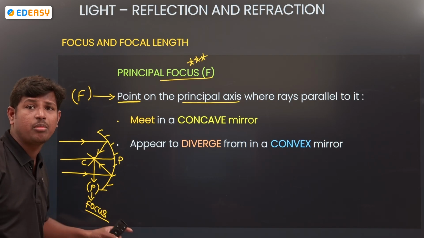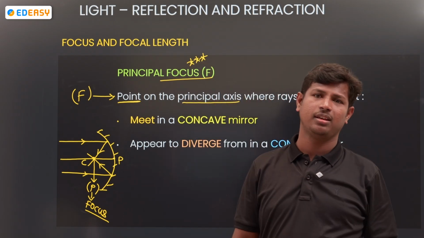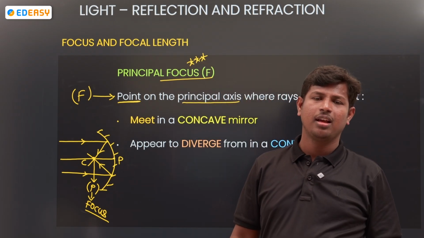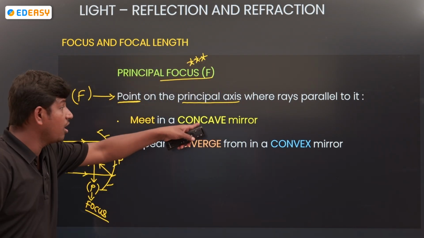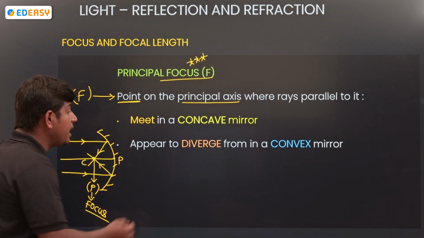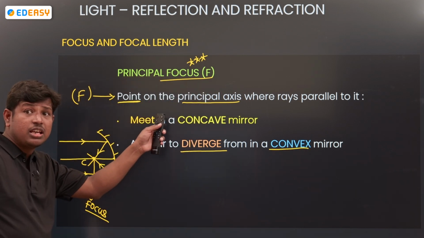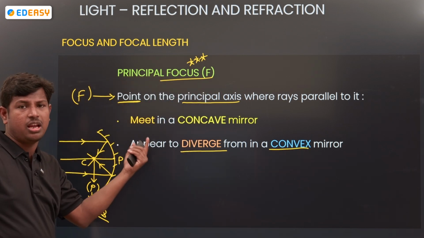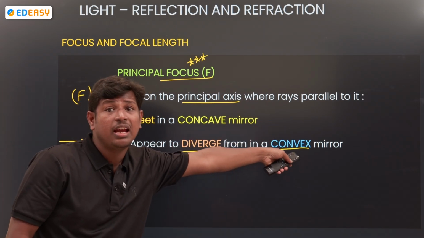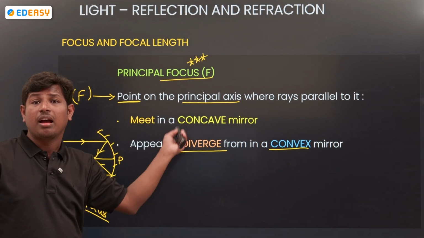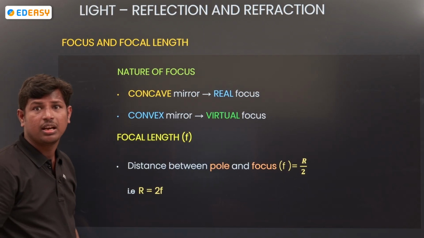Focus is nothing but a point. Where will we take that point? On the principal axis only. With a concave mirror, the rays really meet at that point. That is the focus. And with a convex mirror, the rays appear to meet at a point, because the light rays are diverging here.